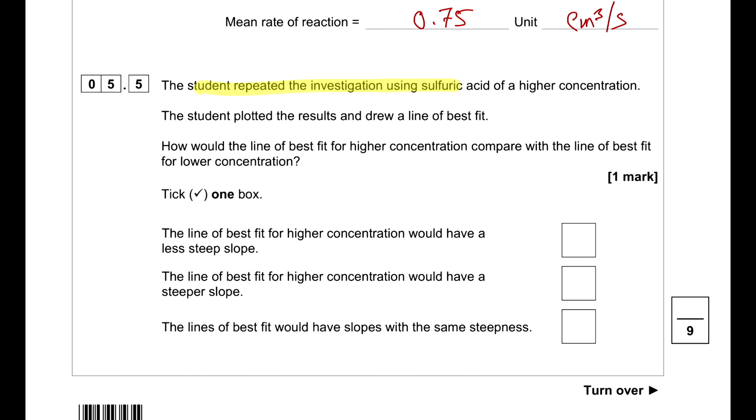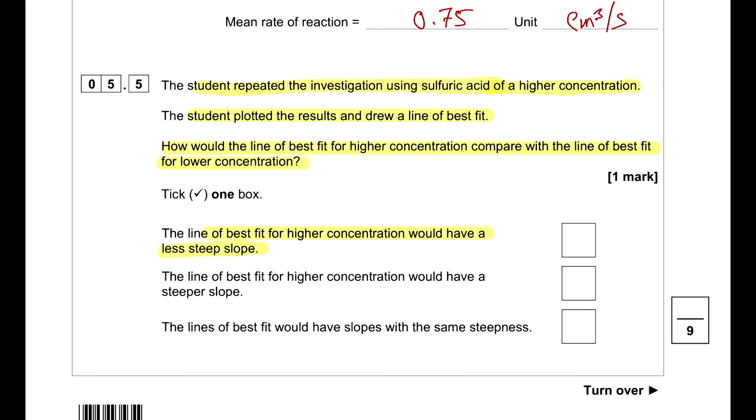The student repeated the investigation using sulfuric acid of higher concentration. The student plotted the results and drew a line of best fit. How would the student's line of best fit for higher concentration compare with the line of best fit for lower concentration? The line of best fit for higher concentration would have less steep slope.